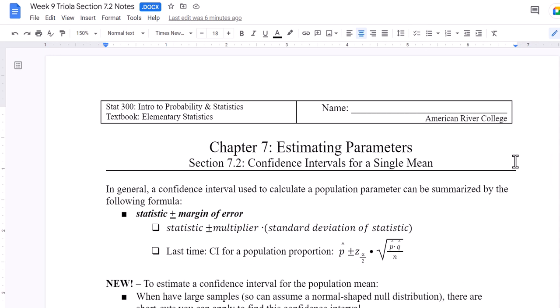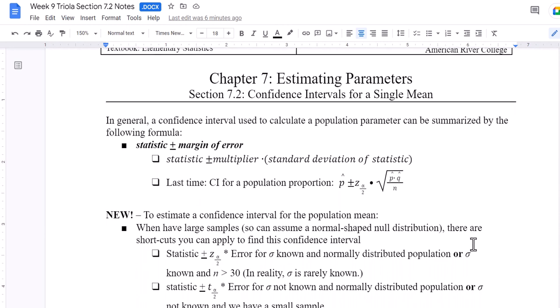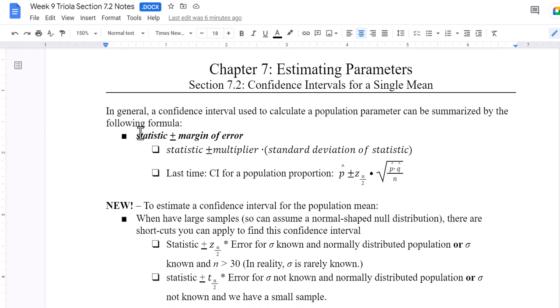Hey there, in this video we're going to go over section 7.2, which is confidence intervals for a single mean. Last time, in the previous video for section 7.1, we talked about finding confidence intervals for a population proportion. So now in section 7.2 we move on to finding the confidence interval for a population mean. Last time, a confidence interval is found by using the statistic or the point estimate plus or minus your margin of error.